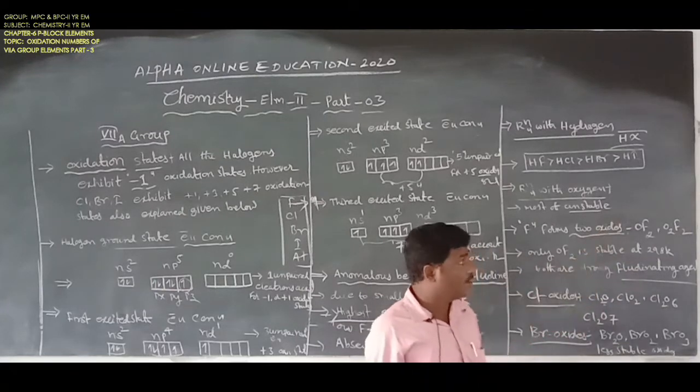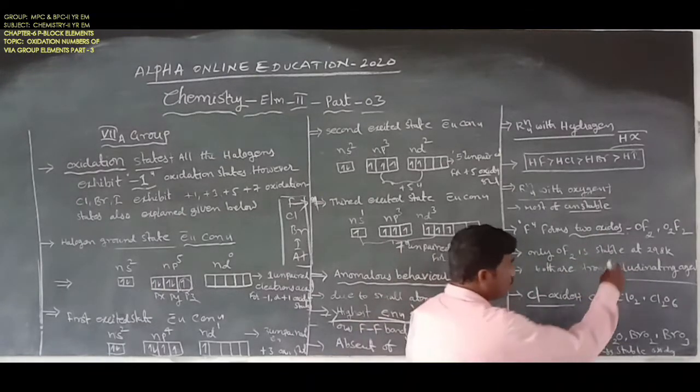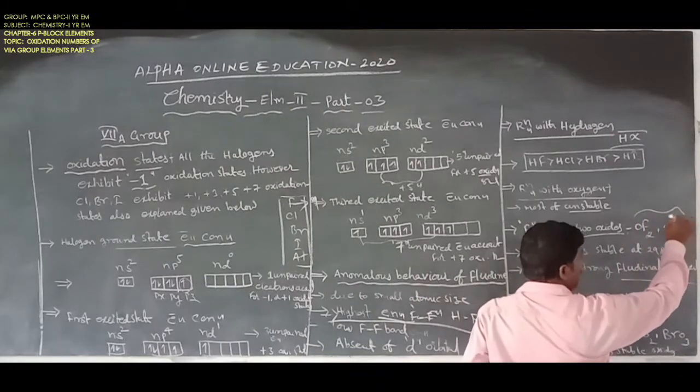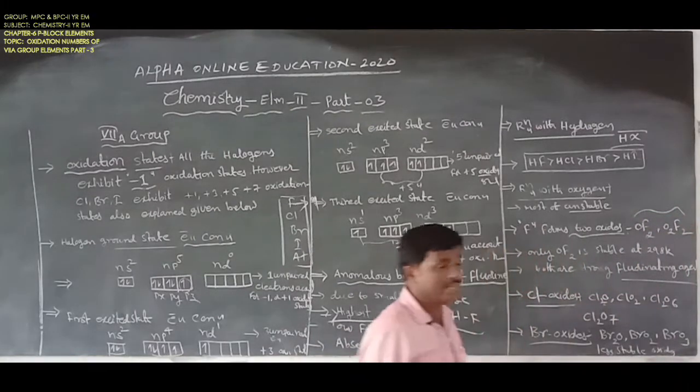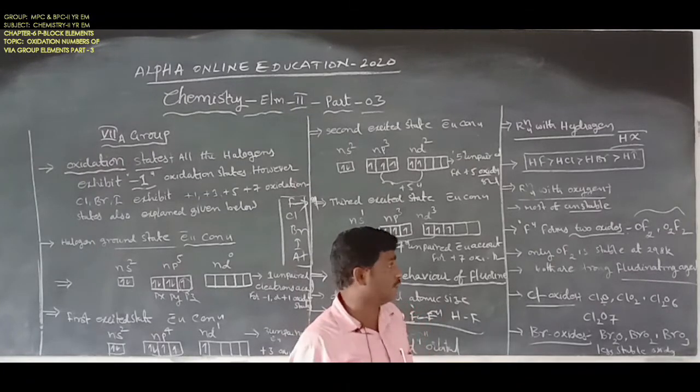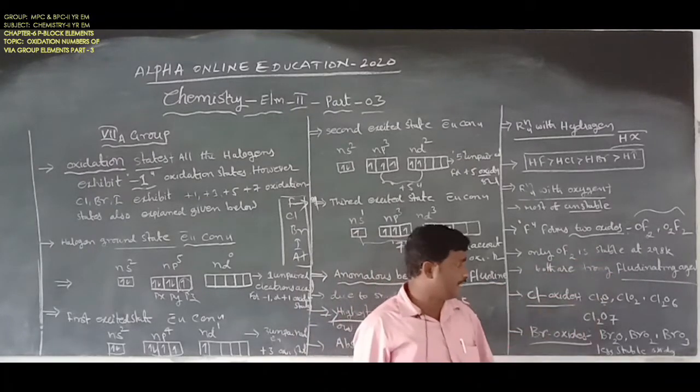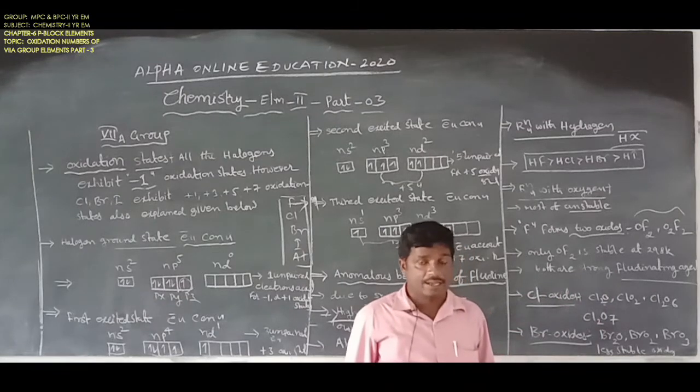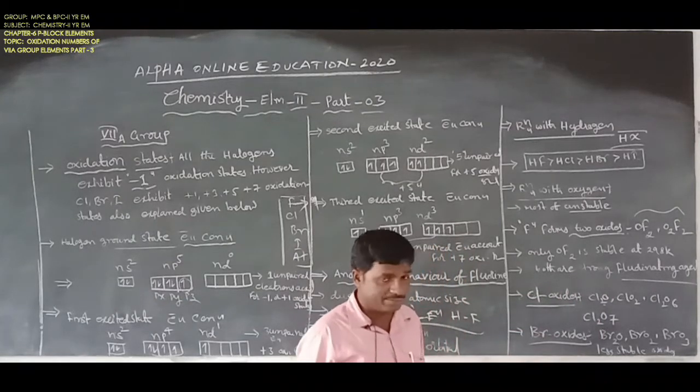Both O2F2 and OF2 are fluorinating agents. That is the oxides of the fluorine atom.